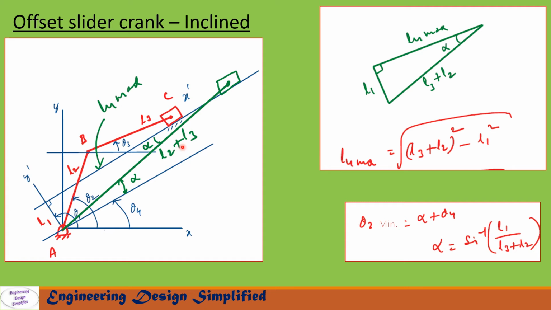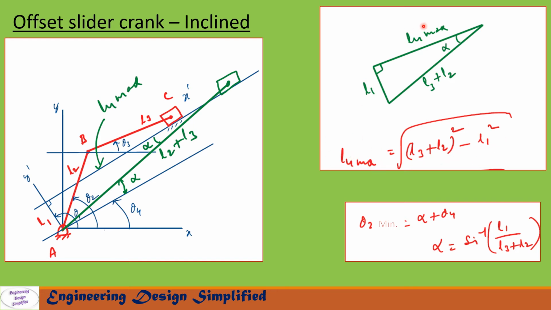So if this is L2 plus L3, let us call this L4 maximum, and we form a right angle triangle here. So one side is L1, this side is L3 plus L2, and this side is L4 max. This angle is alpha, then this angle will also be alpha. So from this right angle triangle, L4 max is written as L4 max equal to square root of (L3 plus L2) whole square minus L1 square.